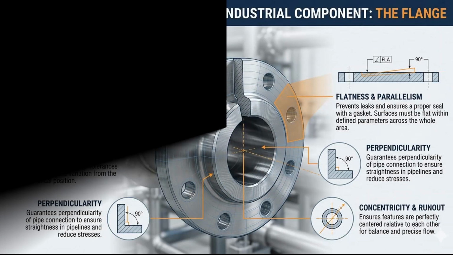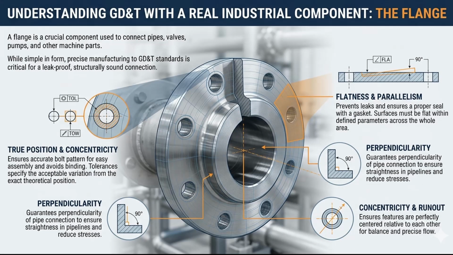Let's understand GD&T with a real industrial component, a flange. A flange is used to connect pipes, valves, or machine parts. It may look simple, but manufacturing it correctly is critical.